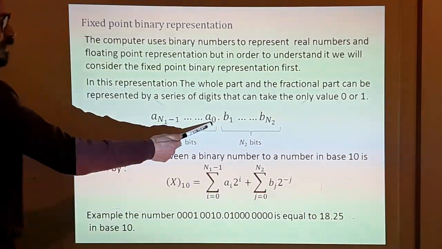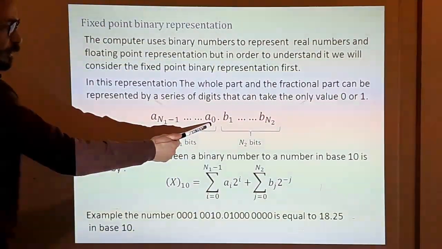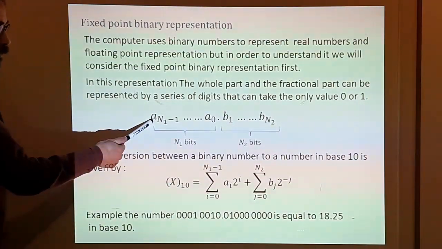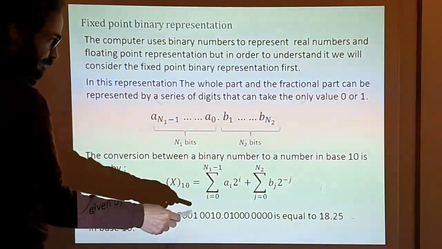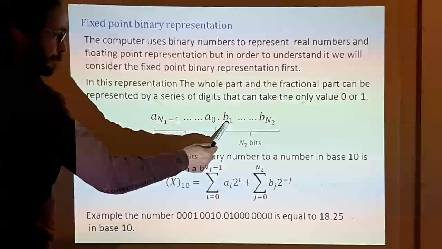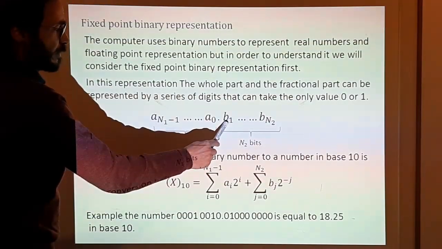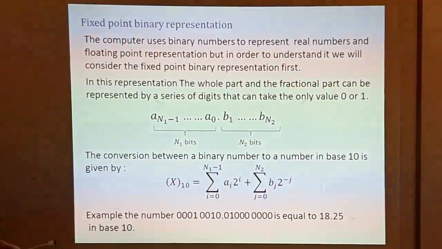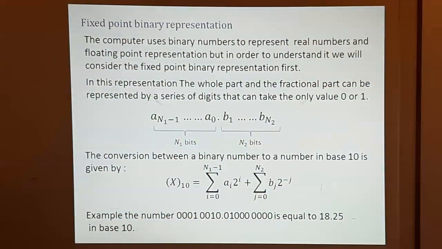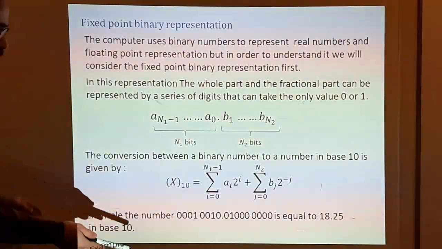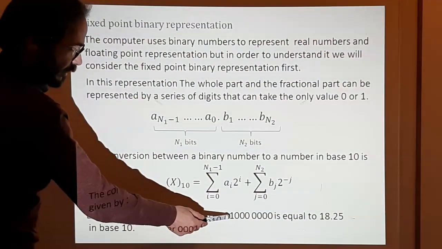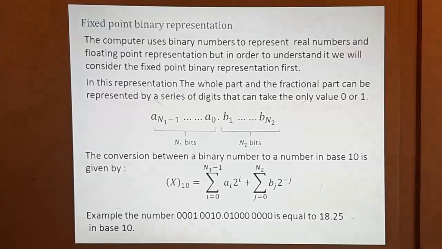So this is the least significant bit for the whole part. This is the most significant bit for the whole part. This is the most significant bit for the fractional part, and this is the least significant bit for the fractional part. For example, here, if I consider a 16-bit representation using 8 bits for the whole part and 8 bits for the fractional part.